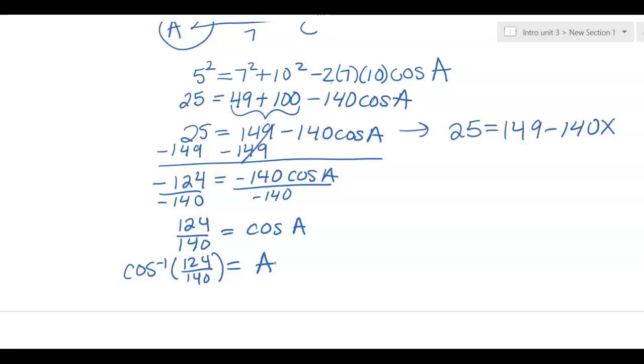And just for those of you that are checking your calculator skills, when you do that, 124 over 140, you should get 27.66, which means angle A is equal to 27.7 degrees. Okay. I don't want to solve this whole triangle. I just wanted to show you guys, number one, there is an instance where you can't just always plug it in the first way we did. You'll be using it this way.